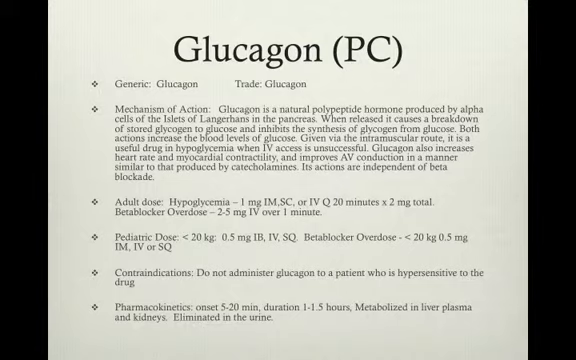Please check your local protocols. Pediatric dosing less than 20 kilograms or 40 pounds, 0.5 milligrams. That's supposed to be IM, IV, or sub-Q. And for beta blocker overdose, less than 20 kilograms, we would have 0.5 milligrams, IM, IV, or sub-Q. Contraindications: do not administer glucagon to patients who are hypersensitive to the drug. Pharmacokinetics: onset 5 to 20 minutes, duration 1 to 1.5 hours, metabolized in the liver, plasma, and kidneys, and eliminated in the urine.